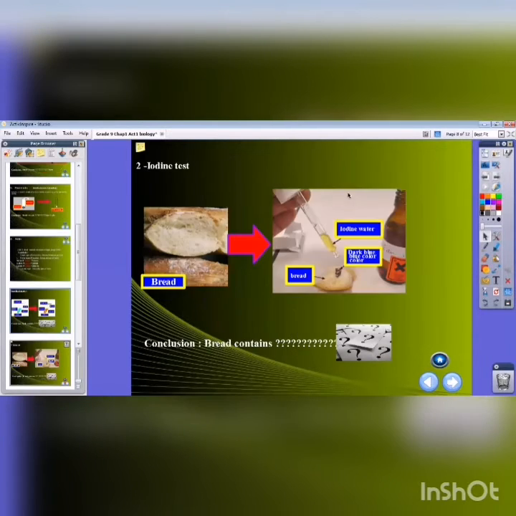Okay, another type of organic food. Another test, the iodine test for the presence of starch. We take a piece of bread, and we drop some drops of iodine water. Look at the color of initial iodine water. It turns dark blue, indicating the presence of starch. So, if there is starch, the color will be dark blue. This is the identification test of starch. So, bread contains starch.